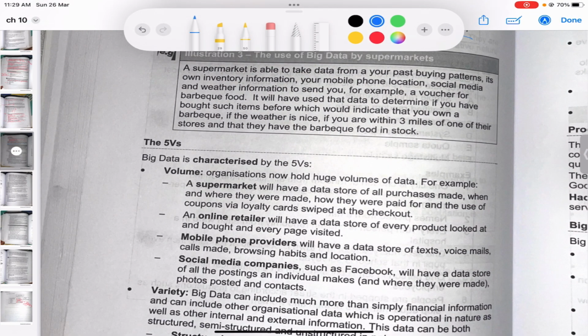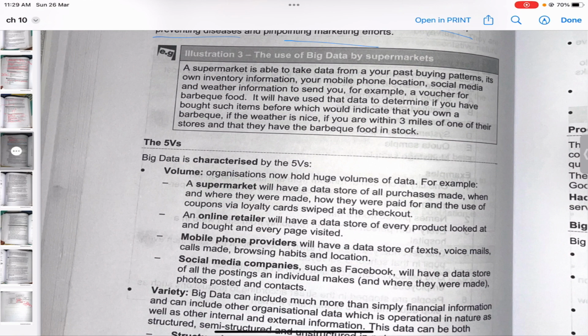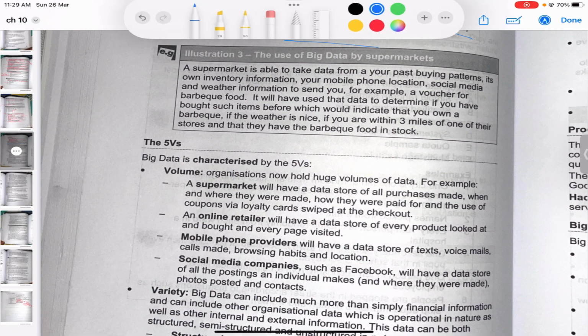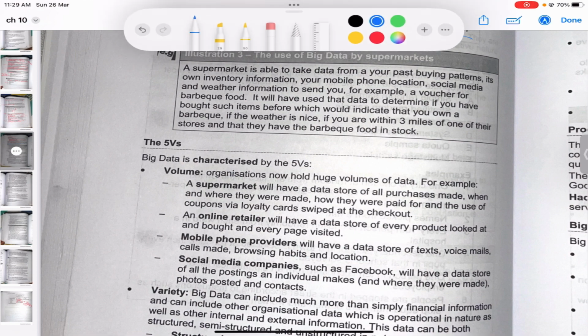So, how does a supermarket use big data? A supermarket is able to take the data from your past buying patterns, your mobile phone location, social media, and everything. According to what you purchased, it will send you messages regarding offers on the products which you have purchased in the past, right?